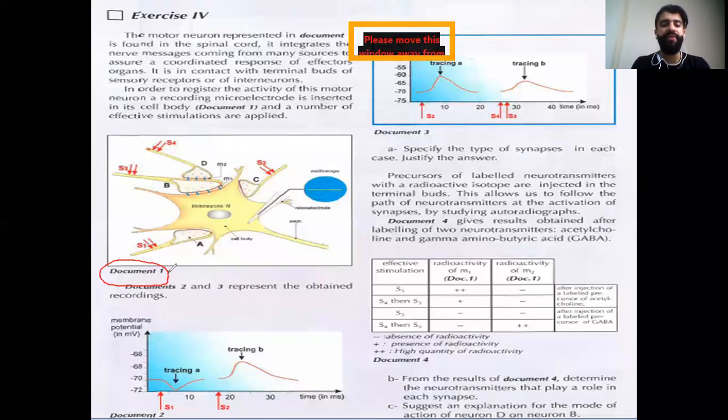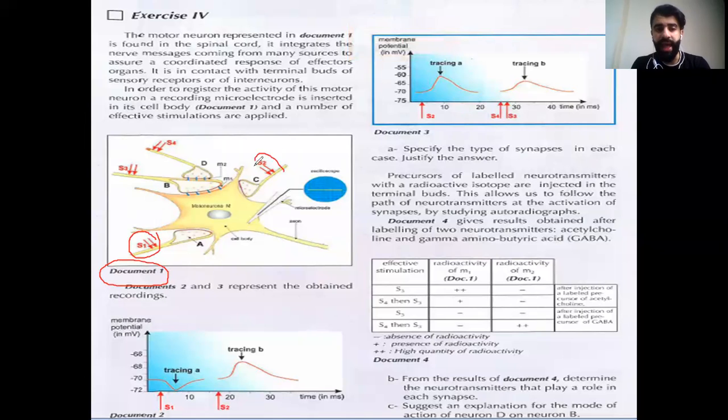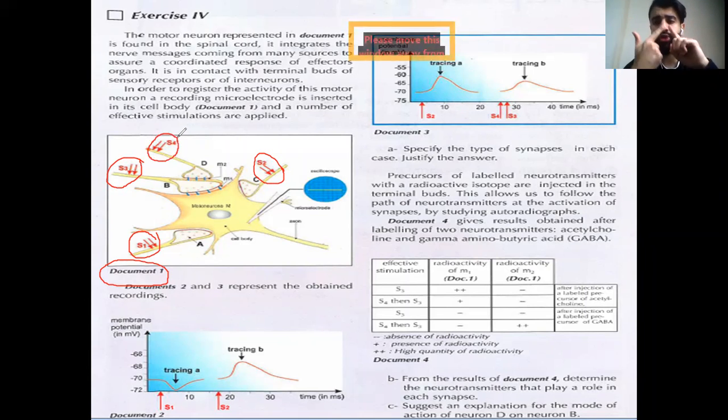Also, we have a number of effective stimulations applied. We have stimulation S1, S2, S3, and S4. So we have four different effective stimulations. These effective stimulations are found on different points. For example, S1 on point A, S3 on point B, S2 on point C, and S4 on point D.